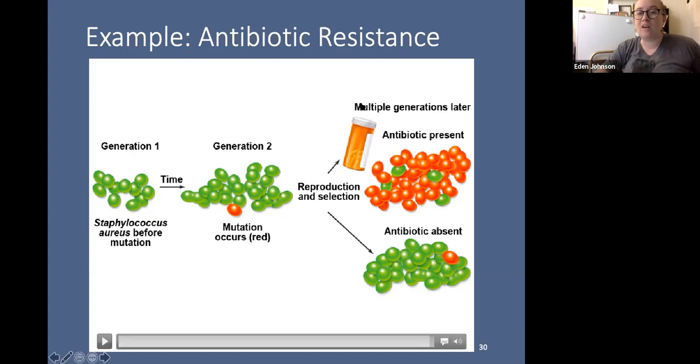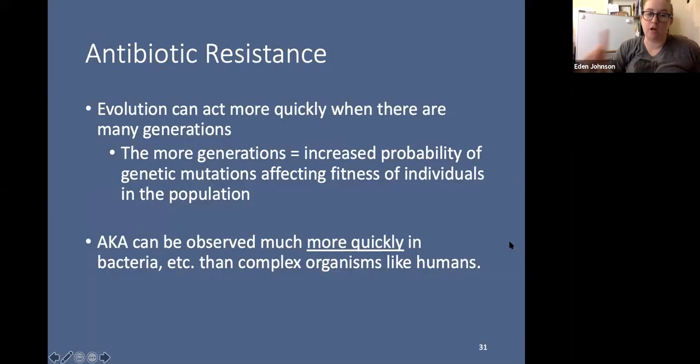Now, would it always be the case that this resistant bacteria was favored? No. If antibiotics were not present, if they're absent, there is no reason that this would survive any better than any of the other ones, because the other ones would not die from antibiotics. So selective pressures are what's important here.